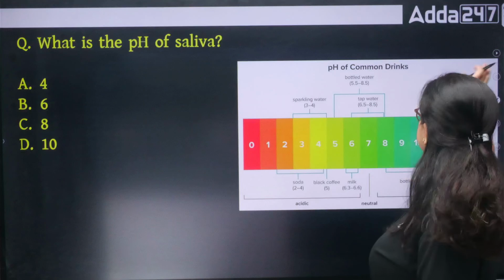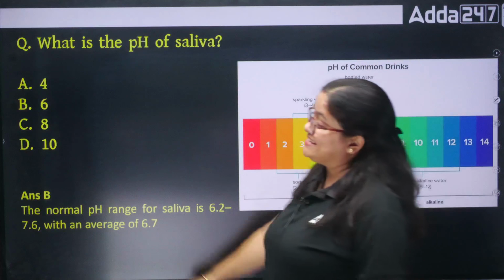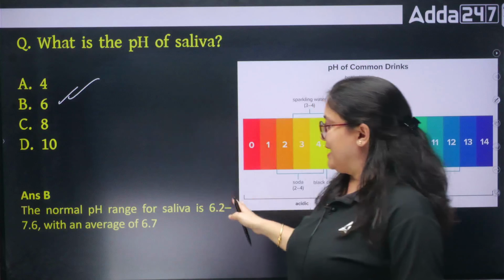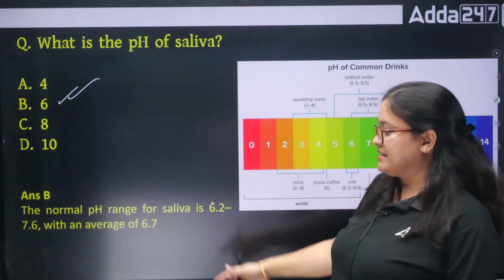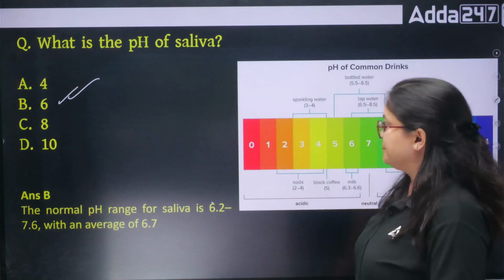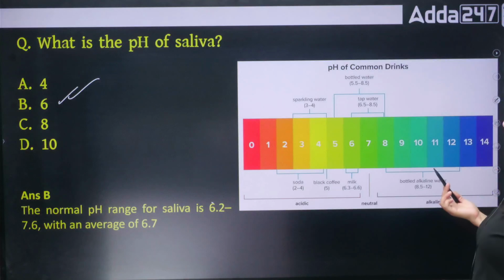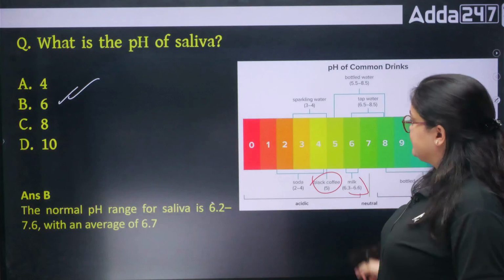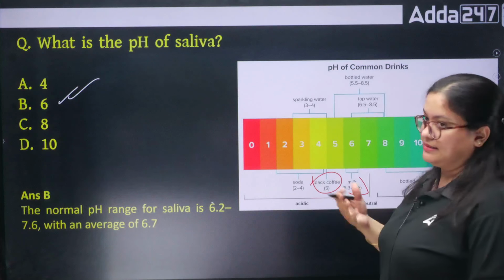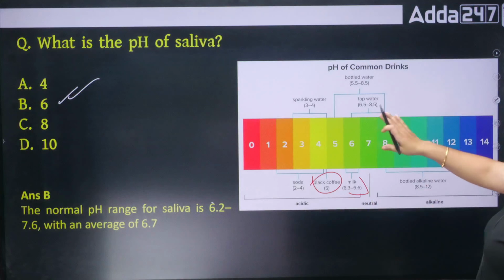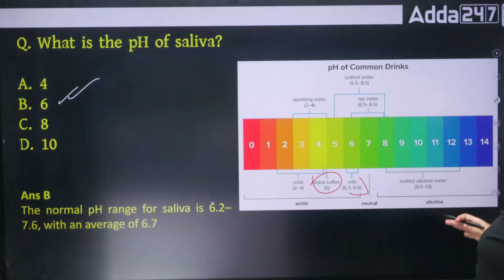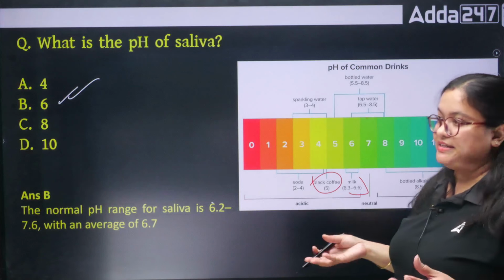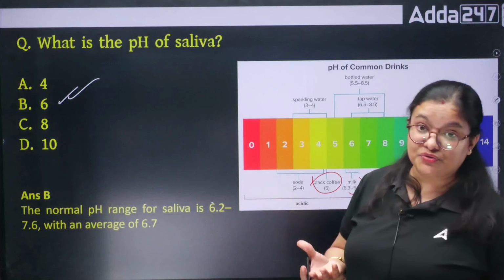How much is the pH? It is almost 6. Okay. Do remember it lies between 6.2 to 7.6. Average is 6.7. Okay. These are the various types of pH. When we talk about black coffee, it is 5. Milk is around 6. This here is the pH scale of acid. Here it is basic. Okay, so we usually drink water which has a neutral pH.